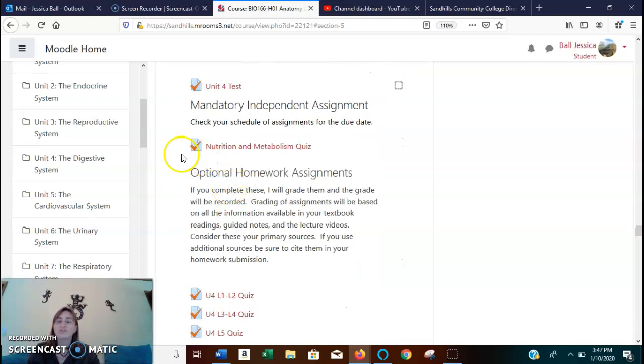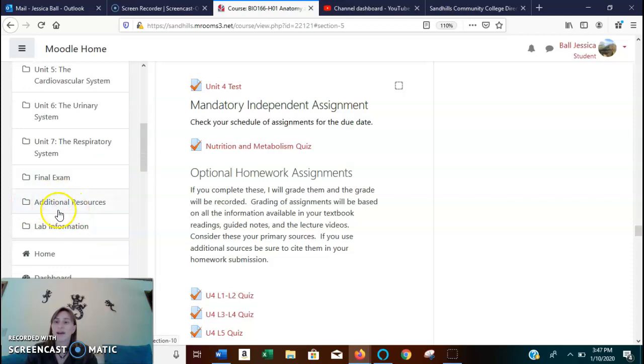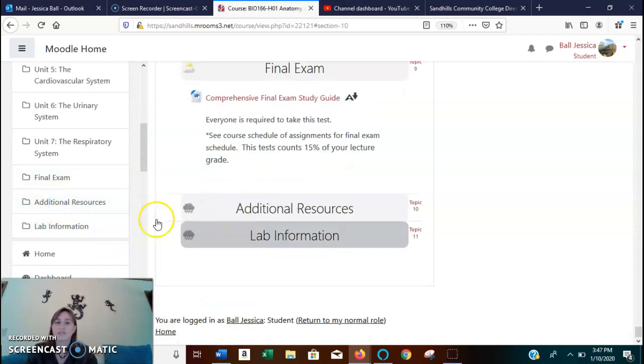So you do in this unit have 2 mandatory homeworks, a test, and a required quiz that you have to take. Unit 5 also has a quiz like this as well. So just be aware of that information. So always check your schedule of assignments. The last thing I want to point out is your additional resources here.